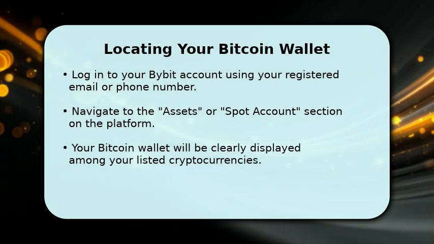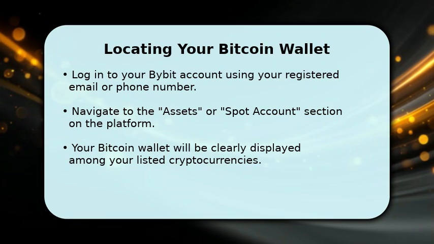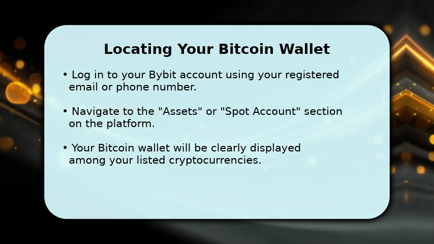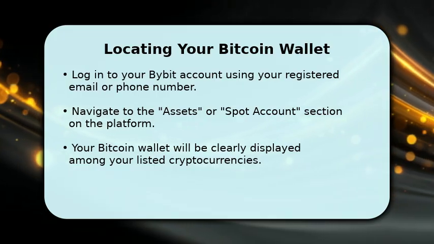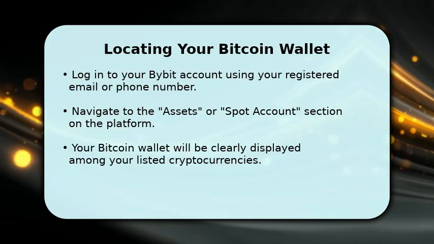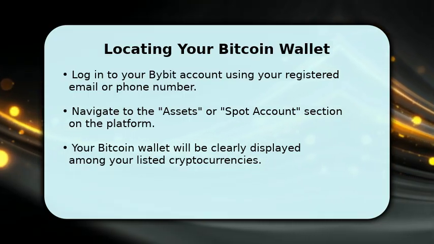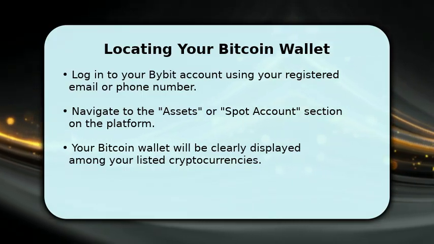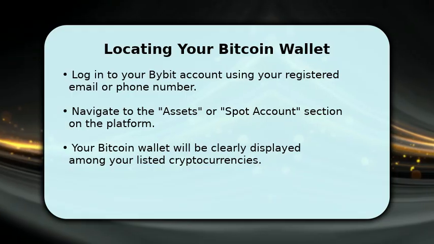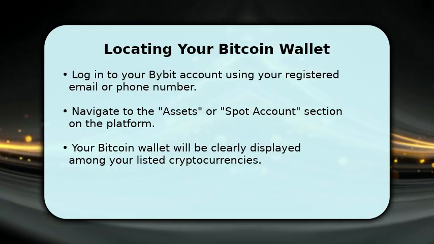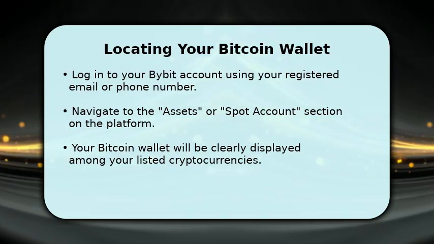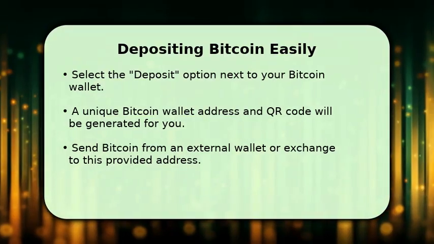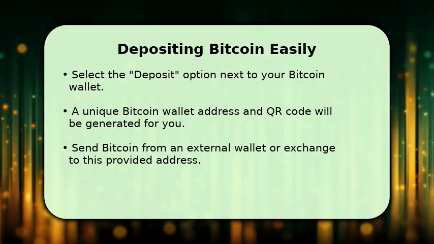Once you've successfully logged into your Bybit account, finding your Bitcoin wallet is very easy. Look for the Assets tab, usually located in the top right corner or within your profile menu. Clicking on this will take you to your asset overview. Here, you'll see a list of all your cryptocurrencies, and your Bitcoin wallet will be prominently displayed, showing your current balance and options.